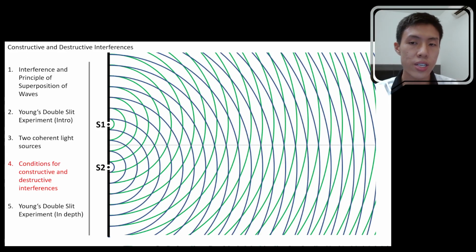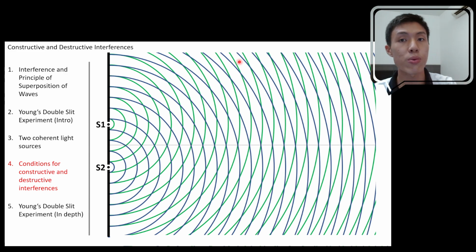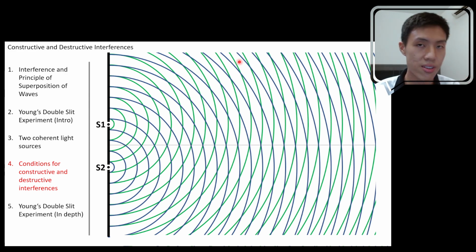Now that we know that there will be light emerging from slit 1 and slit 2 over here, and they overlap in this region, let's try to find specific points that are constructive. Let's try to find specific points that are destructive, and from there we try to determine the defining characteristics for constructive interference and destructive interference in terms of its path difference.